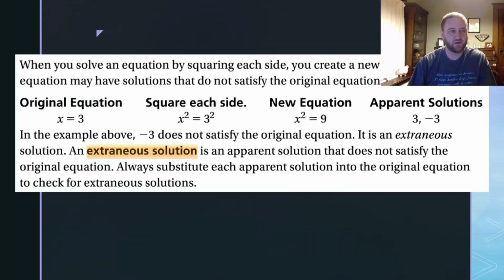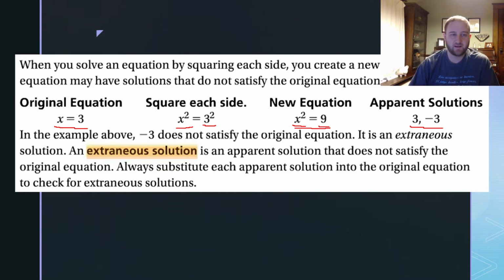All right, so when you solve an equation by squaring each side, you create a new equation. The new equation may have solutions that do not satisfy the original equation. So let's say our original equation is x equals 3. If you square each side, you get x squared equals 3 squared, which then gives you x squared equals 9. Now the solutions for x squared equals 9 are actually 3 and negative 3, right? 3 squared is 9, and negative 3 squared is also 9.